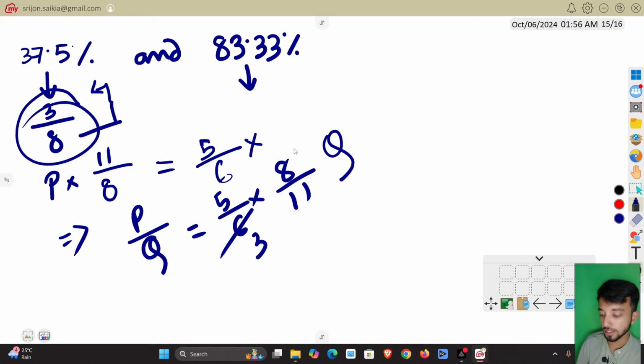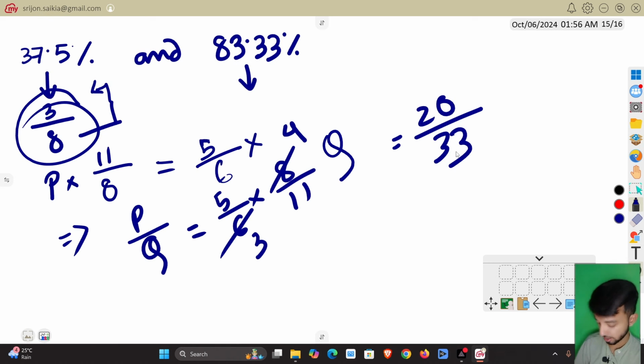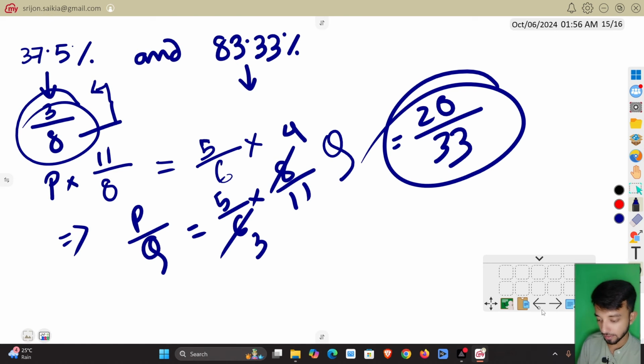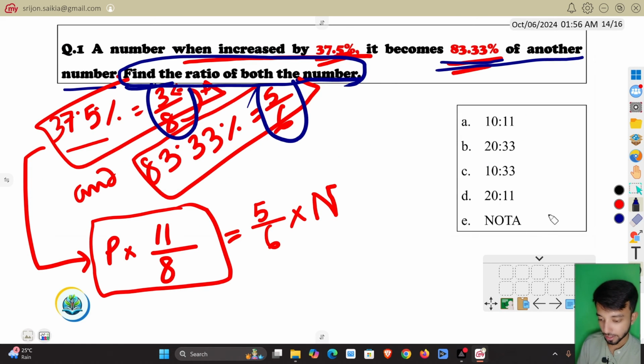2 3s are 6, 2 4s are 8. 5 4s are 20, 20/33. The answer is 20/33. Let's see whether it's in the options. 20/33. Option number B is the correct answer.